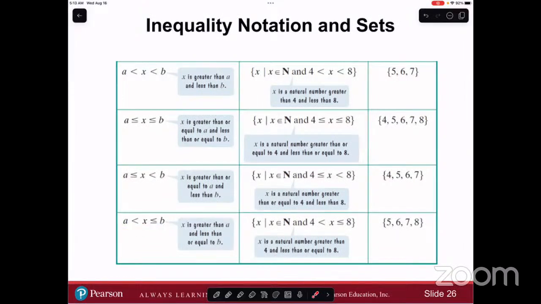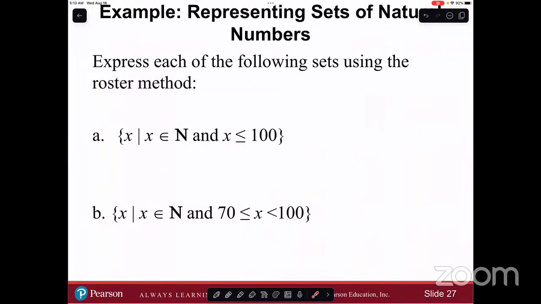Okay, so express each of the following sets using the roster method. Okay, so basically a list. It's the set of all x such that x is a natural number and is less than or equal to 100. Okay, so a natural number. I'll just call it A, or I guess we don't have to give it a name. So if we're going to list out this roster, natural numbers less than or equal to 100, that's 1, 2, 3, continue the pattern until you get to 100.